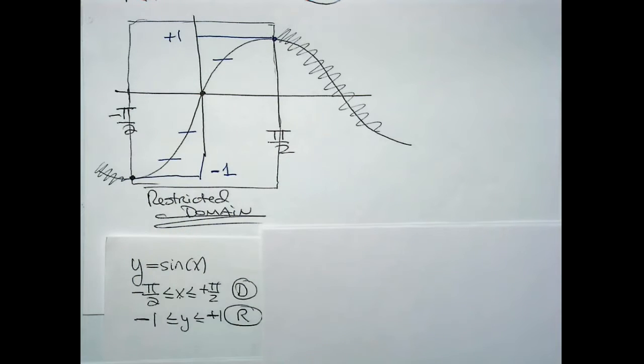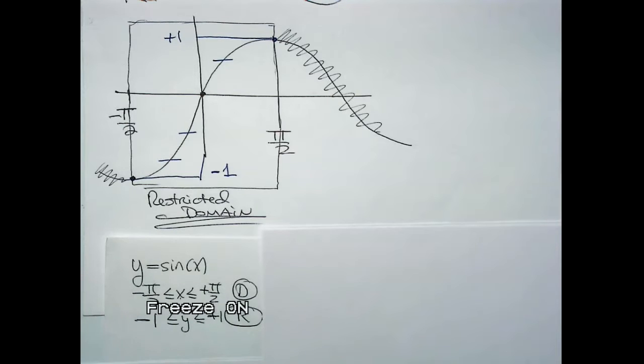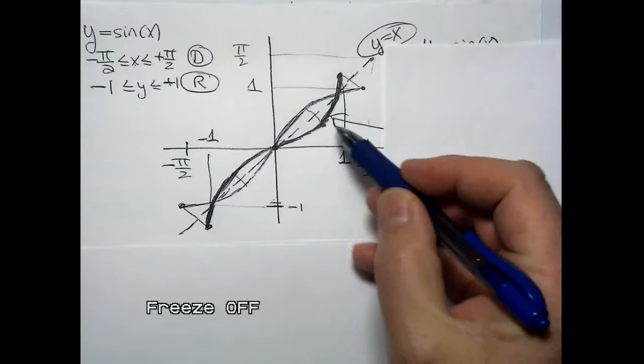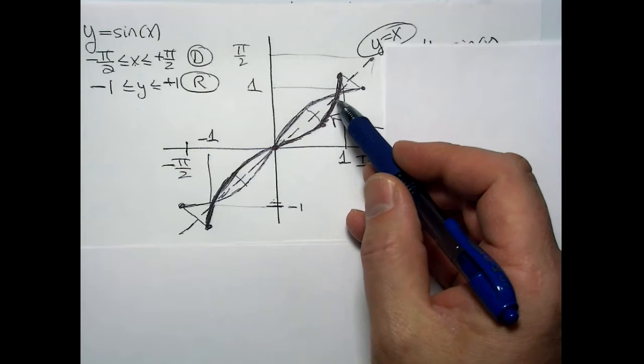So our domain and range, normal domain for a sine curve is all real numbers. We have restricted that domain just between minus pi over 2 and pi over 2. Now the next step is let's find the inverse sine curve. And here's how we do that. To find the inverse sine curve, we take the original portion of the sine only between minus pi over 2 and pi over 2, and we reflect it across the line y equals x.